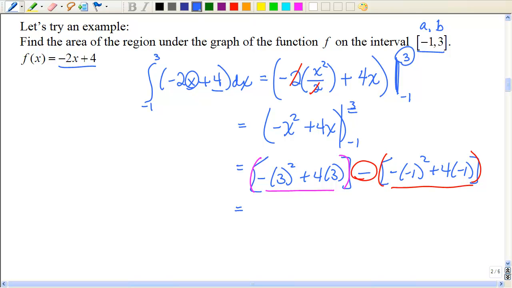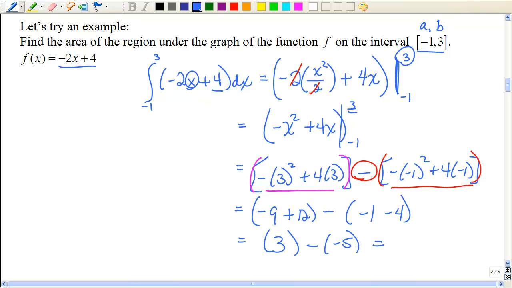Right, so let's do the arithmetic. So that's negative 9 plus 12. That would be negative 1 minus 4. So we have 3 minus a negative 5, 8. And so the area underneath this graph would be 8 square units.